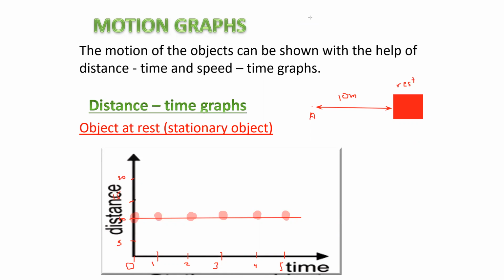In an exam they can ask this question in two ways. Sometimes they say sketch a graph for an object at rest, so you will draw a horizontal line. And sometimes they give you the graph and they ask you to explain the motion of the object. So whenever in a distance time graph you have a horizontal line, it means the object is stationary or at rest. Is it clear? The first graph explains that the object is not moving, or is at rest, or is stationary.